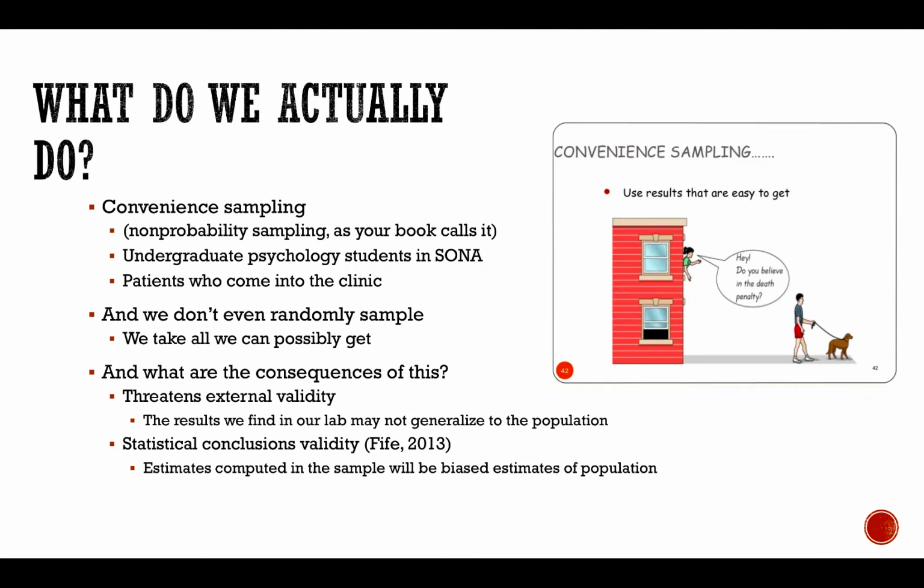What do we actually do? Well, we actually do convenience sampling. And convenience sampling, your book calls it non-probability sampling. An example of this: the sampling frame might be undergraduate students in the SONA system, or patients who come into the clinic. And that might be our sampling frame, and we don't even randomly sample from that. We take all we can possibly get.